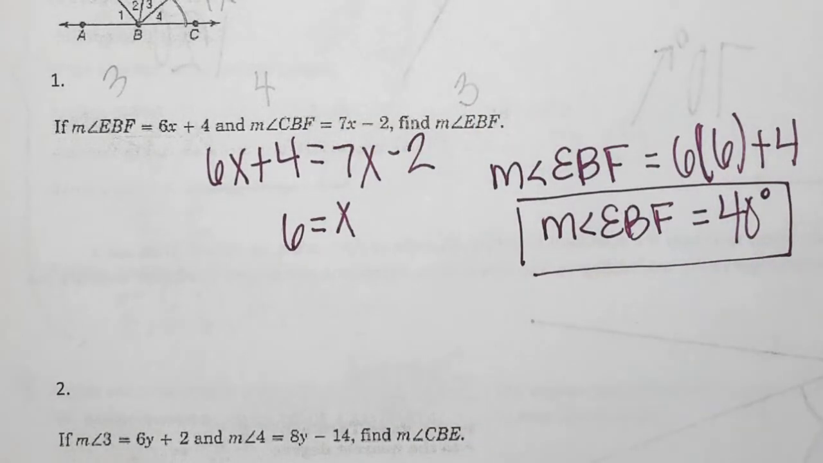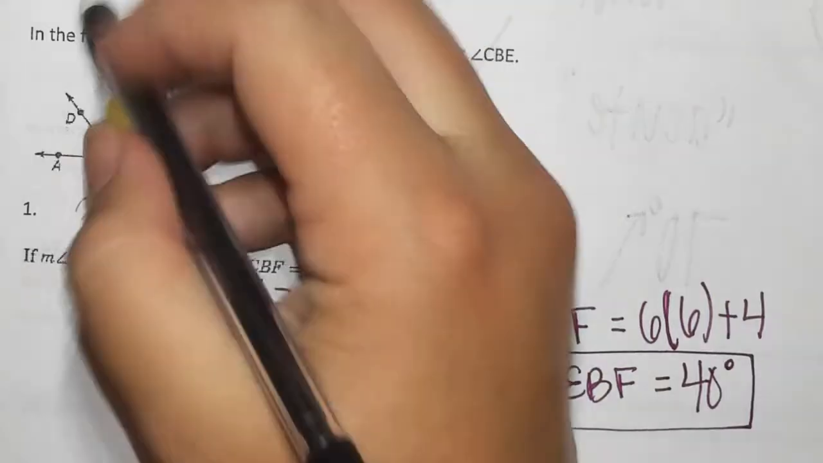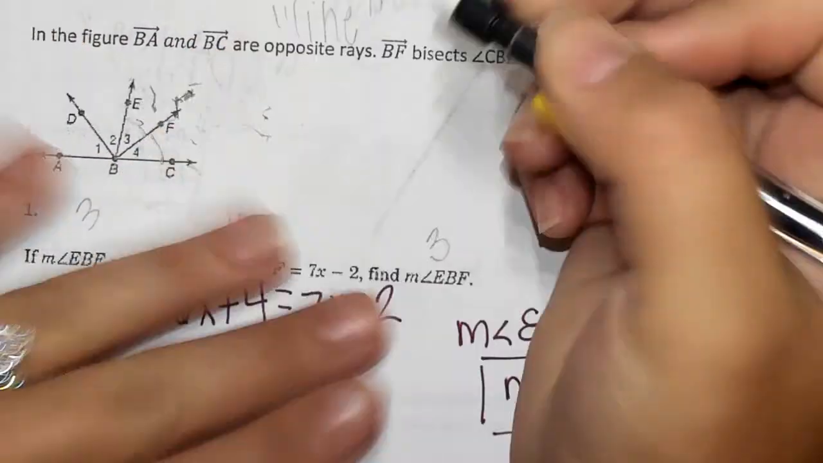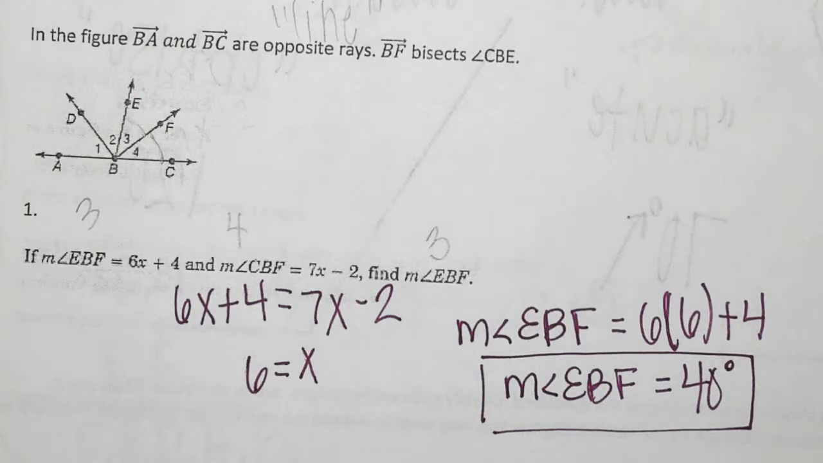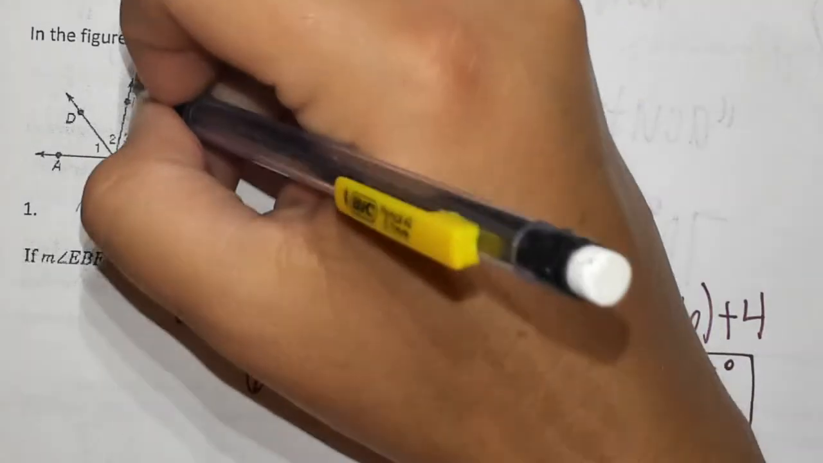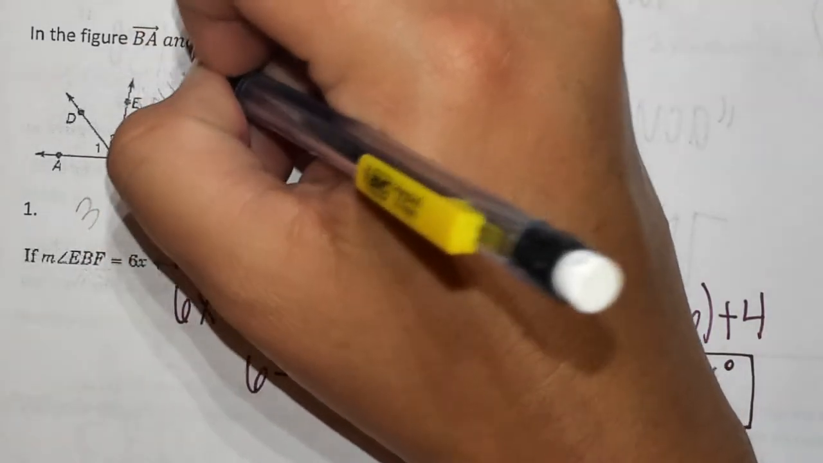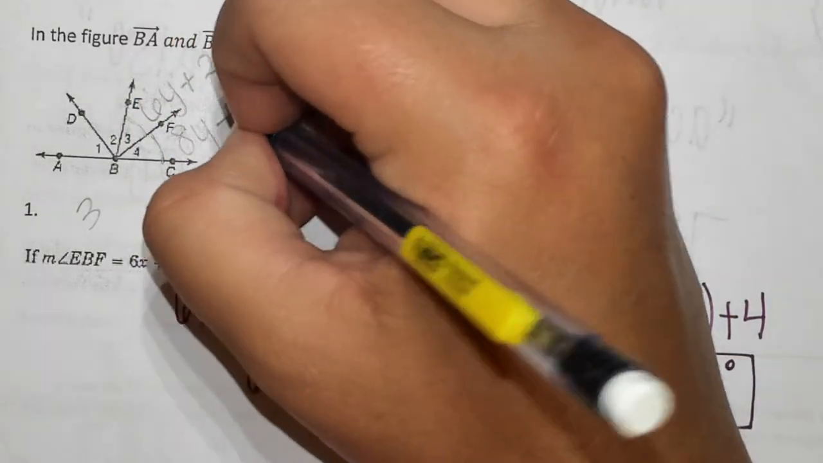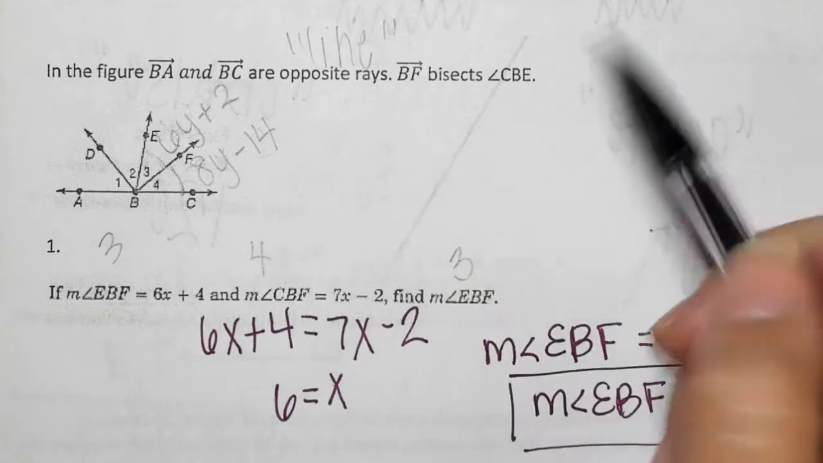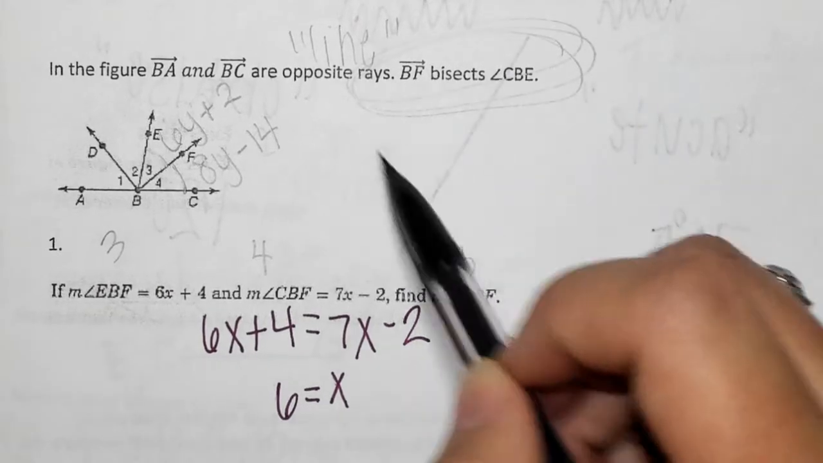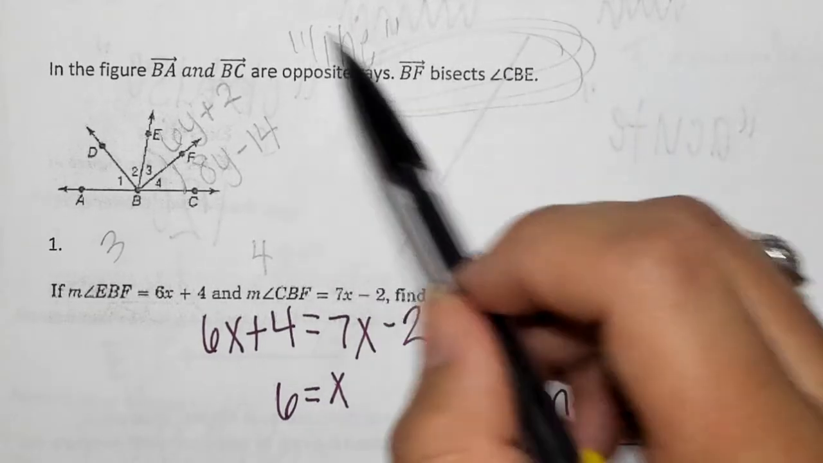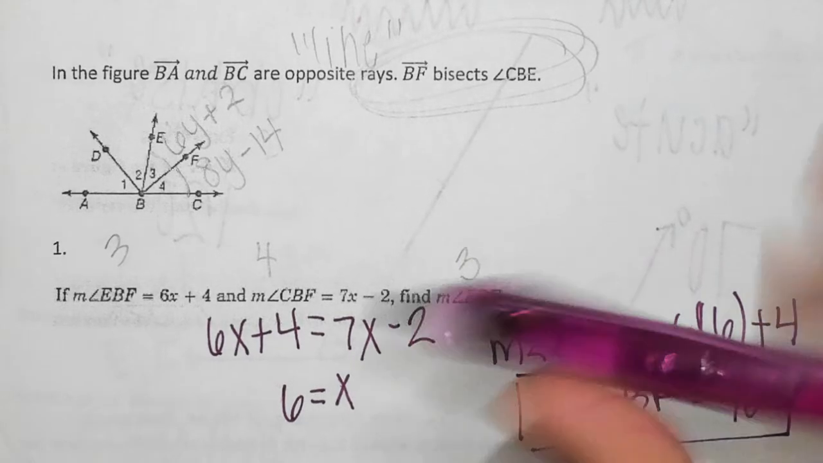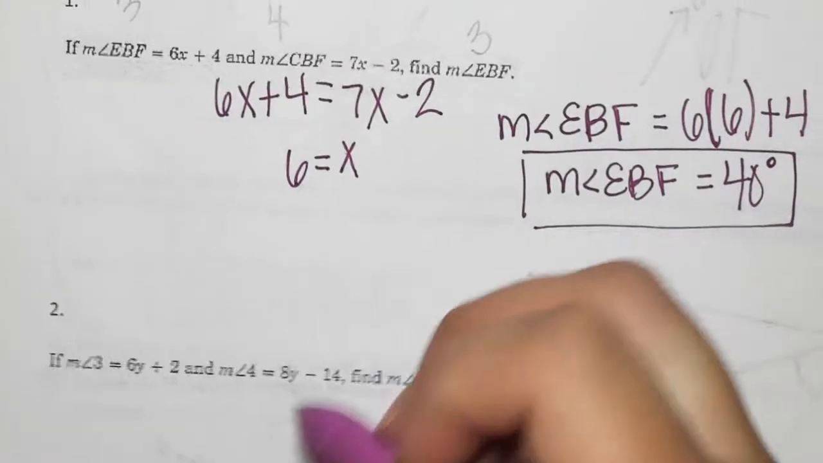Number 2. Now, see, it changes a little bit. So I'm going to erase this because it starts over for each problem. They're giving us different numbers. So for number 2, angle 3 is 6y plus 2. And 4 is 8y minus 14. Now remember, the only thing that stands is that BF bisects because it's up here. So it's the direction for all of it. So we're going to do the same thing because we want to solve for y. So let's set those two equal to each other.